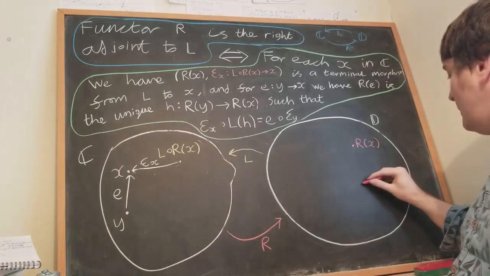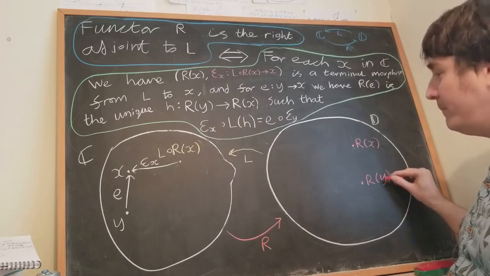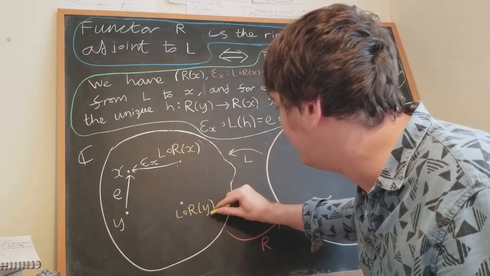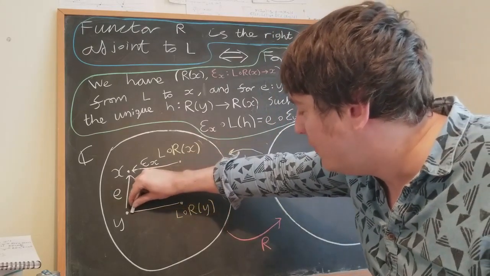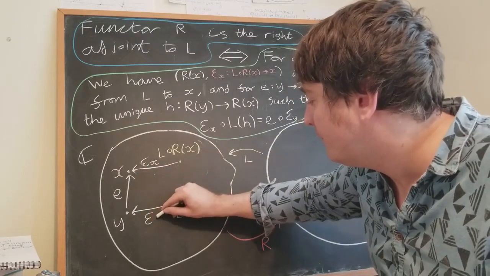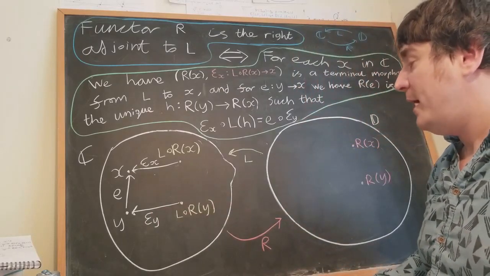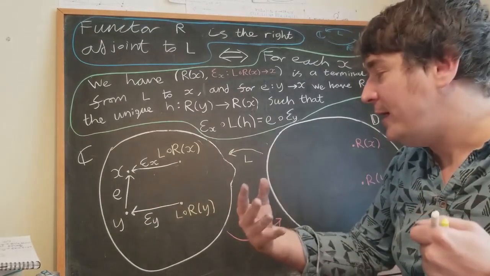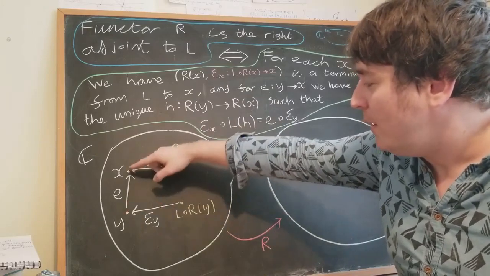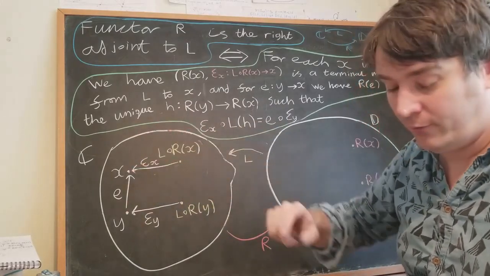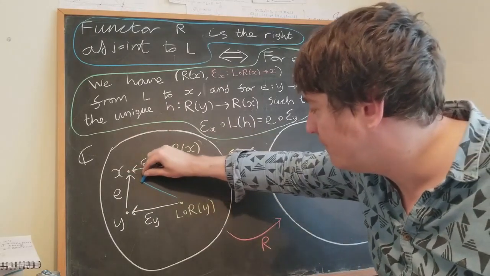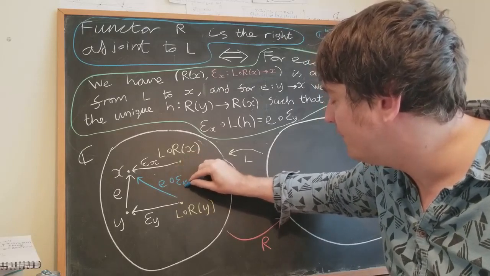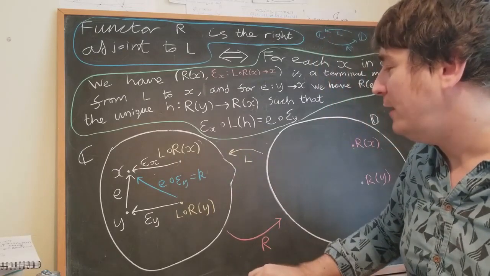So what does the one that goes to Y look like? Well, it's an object R of Y in this category D, and it's going to be an arrow from L after R of Y to Y. Okay, and this is also a terminal morphism, this time going to Y. Now, this is the interesting bit. What about if we go along this arrow and then this arrow? Well, that'll give us an arrow from L after R of Y to X. So let's draw that in. So this is the arrow E after epsilon Y, and I'll call that K.